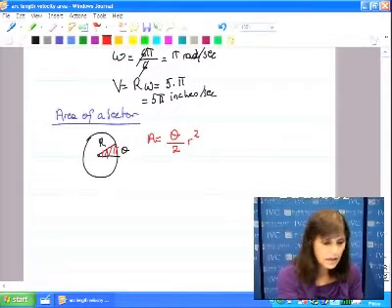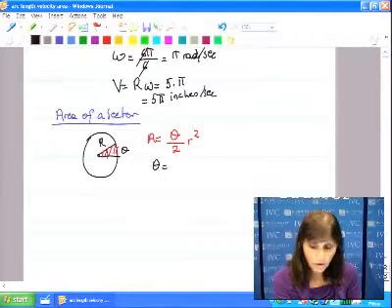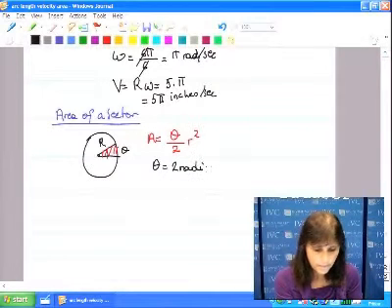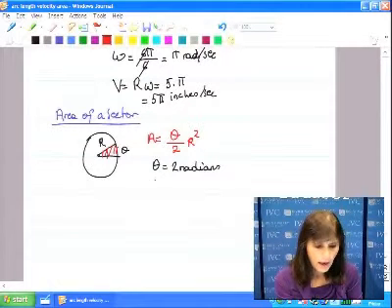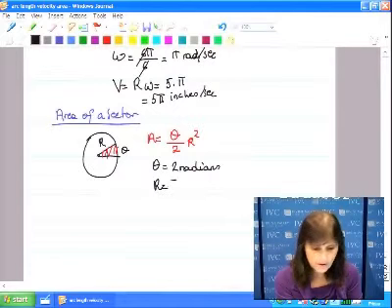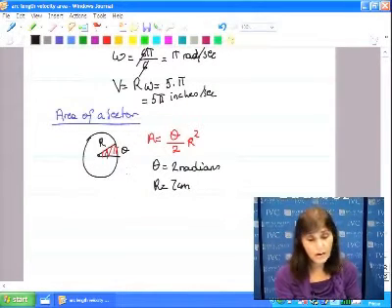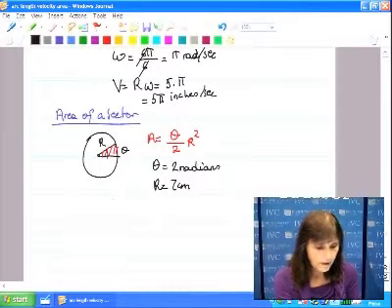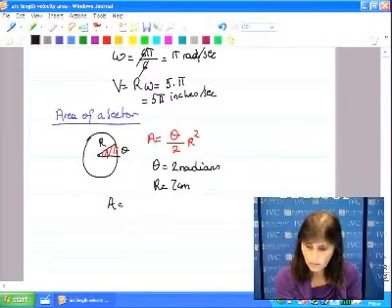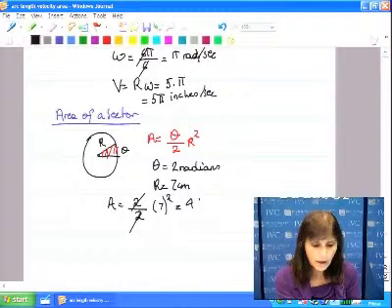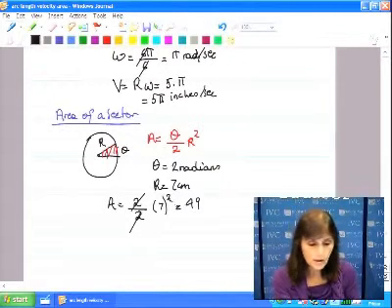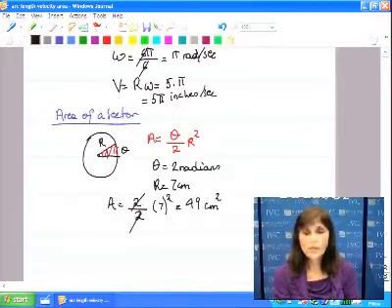Okay, so let's say I have a theta of 2 radians, and I have a radius of 7 centimeters. The area of that red area, it doesn't matter, it's not to scale, is simply going to be A equals theta, which is 2, divided by 2, times R, which is 7, squared. So it's 49. What are the units? Since R was input as centimeters, the area is going to be centimeters squared.